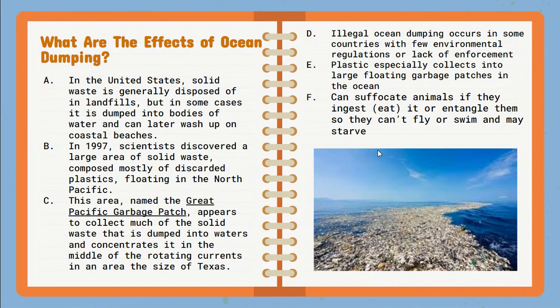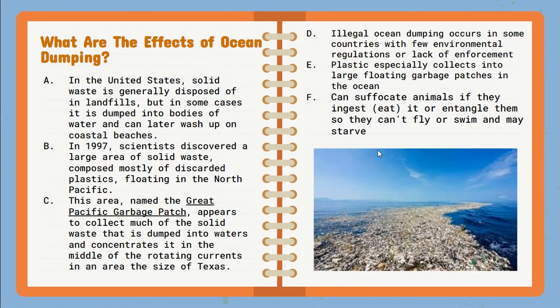And that is where the area known as the Great Pacific Garbage Patch comes into play. This is, unfortunately, a collection of a lot of solid waste that's been dumped into waters, and it winds up concentrating and rotating around in currents in the Pacific Ocean. It varies in size depending upon the time of year. Sometimes it can get up to the size of Texas, and usually this is a result of illegal ocean dumping that tends to happen in areas that don't have very many environmental regulations.